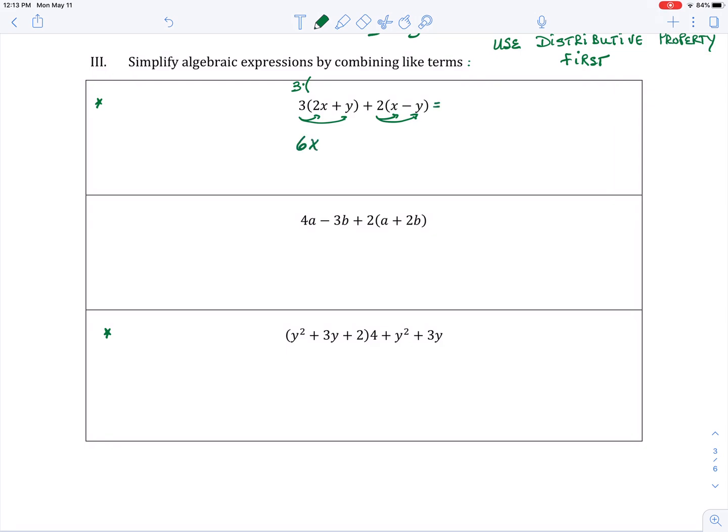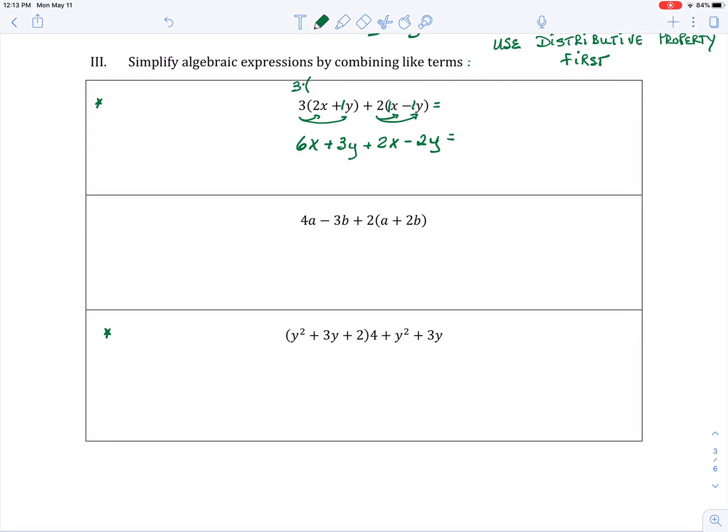So here is a 6x. Remember, this is a 1, so 3 times 1. Remember, this is a 1, 2 times 1, and this is a negative 1, so 2 times negative 1.